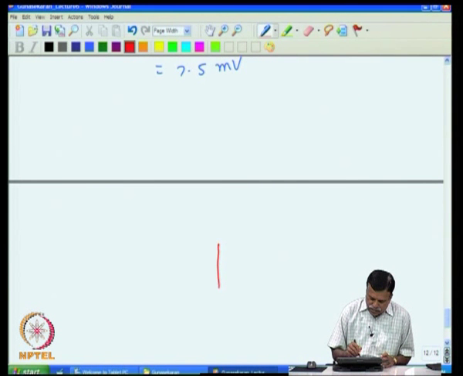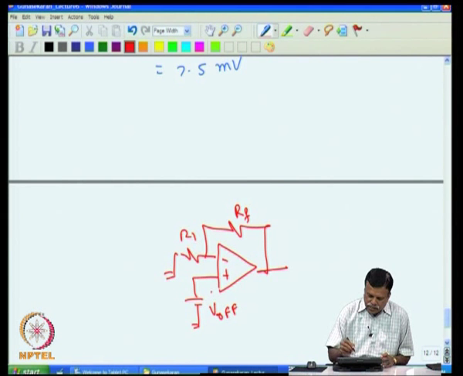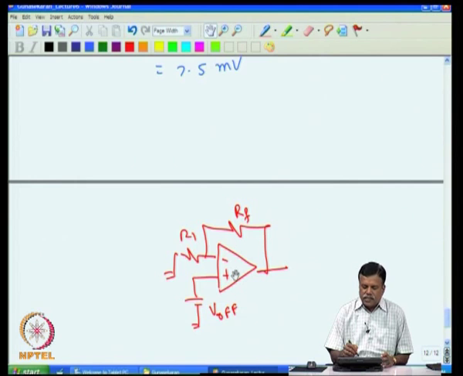I can show it like this. If I take the operational amplifier and draw this, we can show that it has an offset voltage, and then if I have a gain that depends on this RF and R1, then this is V offset. This is not the input voltage that I am applying, this is actually the offset voltage. This is there internally in the operational amplifier.